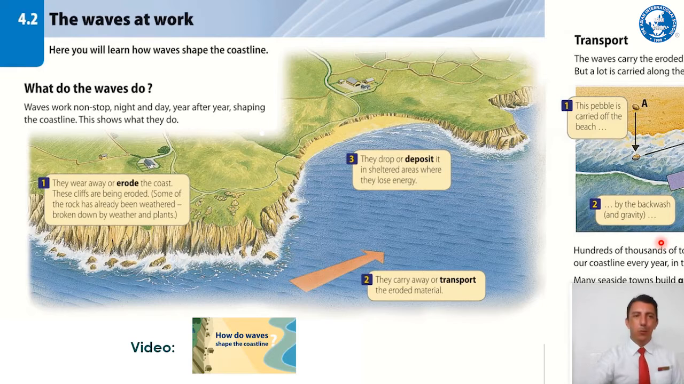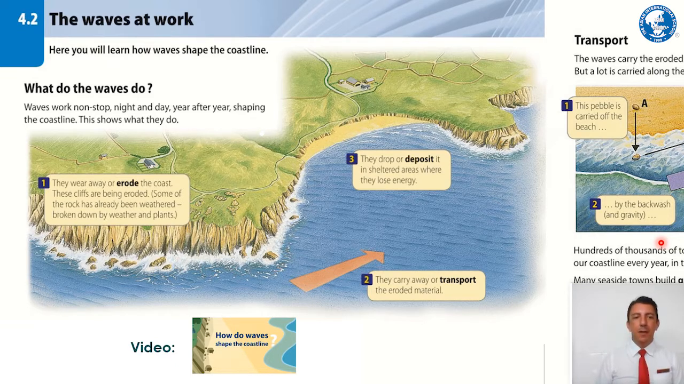What do the waves do? Well, waves work non-stop, night and day, year after year, shaping the coastline. And this shows us what they do. So number one, they wear away or erode the coast. The cliffs are being eroded.